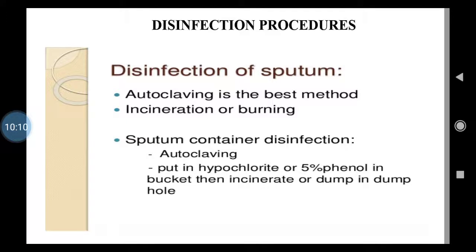Then if woolen articles or leather goods are there, or many a times furniture, these articles cannot be disinfected by boiling or autoclaving. Such articles should be disinfected by ionizing radiations. So this disinfection procedure is very important, and for each and every sample, instrument or article, how it is to be sterilized or disinfected, that we must know carefully.